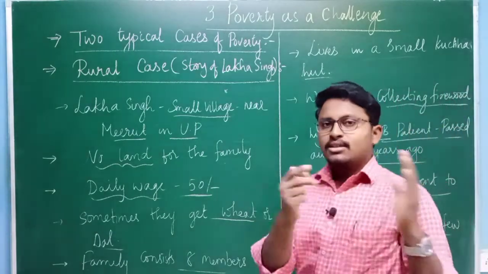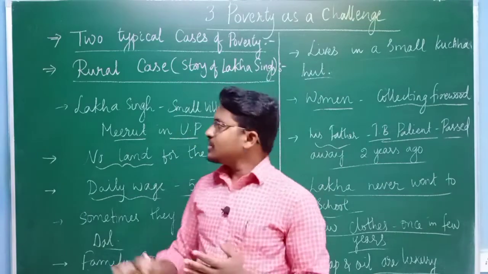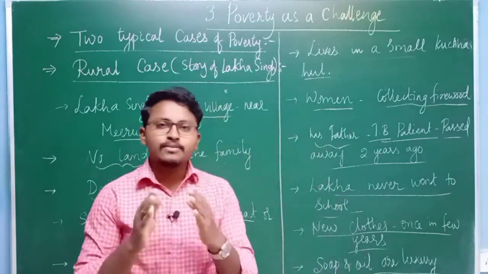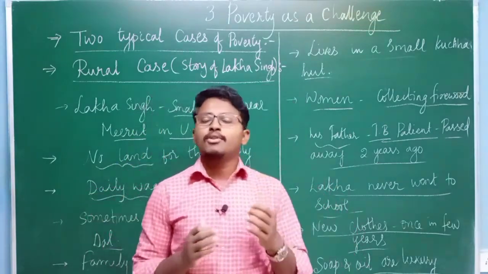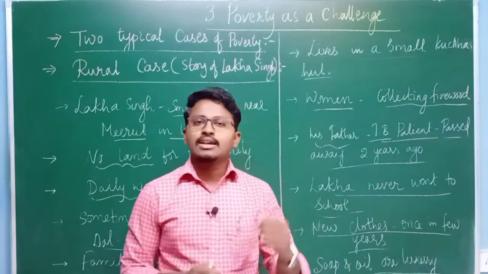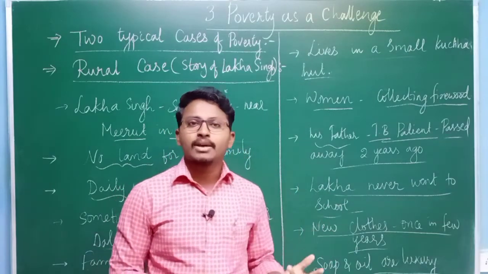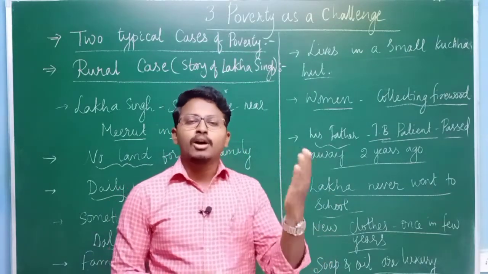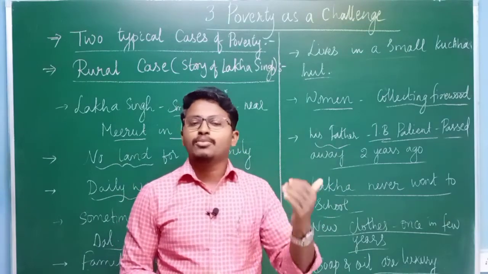So we have seen the story of Ram Saran, and now we have seen the story of Laka Singh. From these stories we can extract some common things: landlessness, unemployment, helplessness, malnutrition, and lack of proper health care.